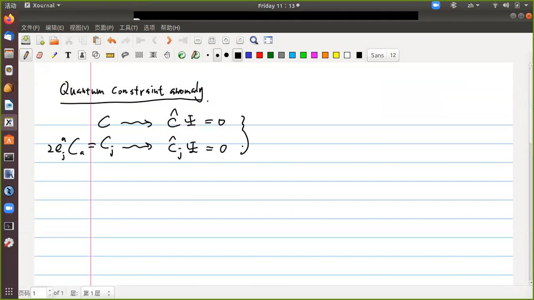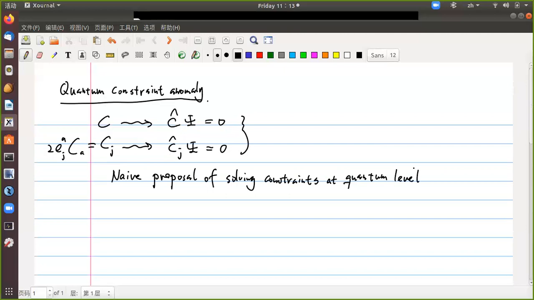This is, at this moment, what we call a naive proposal of solving constraints at the quantum level. I call it a naive proposal because it definitely has some problems, and so it will be replaced by some proposal which is not very naive.